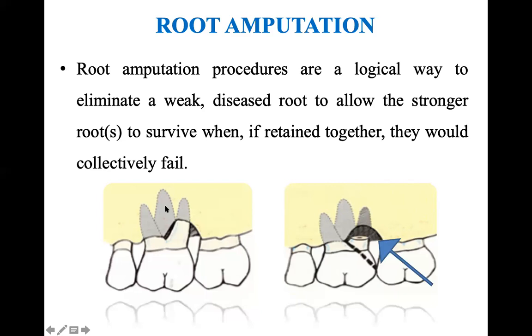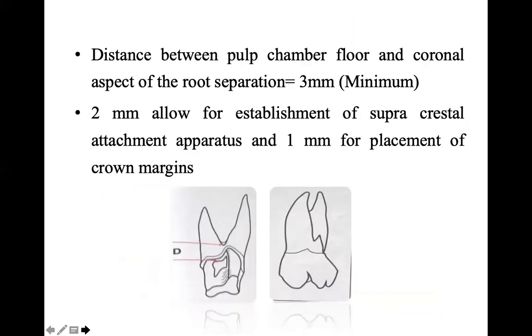All the other roots are good. So in this case, if your periodontal therapy fails, then what you do is you amputate this root here and remove this root. So these two roots will be good enough to maintain this tooth in the socket. So this is root amputation.